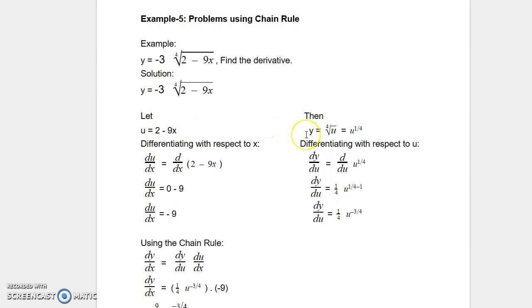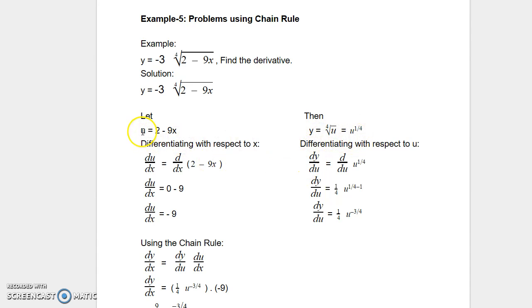Therefore, the outer function y we can write as the fourth root of u. We can write the radical terms in terms of exponents as shown here. The fourth root of u we can express in exponential form as u to the power of 1 over 4. Now we have two different functions. u is a function of x and y is a function of u.